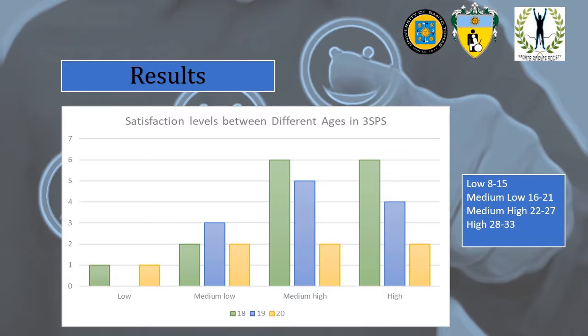Some have taller graphs due to having more subjects in that certain group, but overall, we still see the same trend of 3 SPS students being mainly on the higher side of the spectrum of satisfaction, whereas there is little to none with lower satisfaction within 3 SPS students.